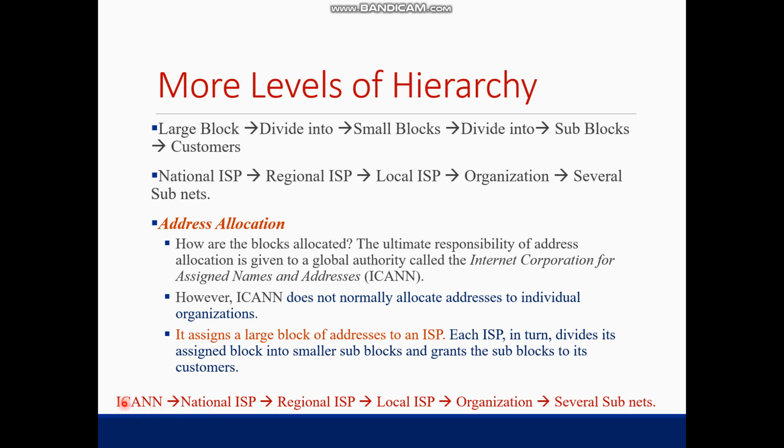So we can conclude that in this way, ICANN is going to give the blocks to national ISPs, and the national ISPs to the regional ISPs, and to the local ISPs, and the local ISPs are going to give the block of addresses to the organizations, and the organizations are free to divide or subdivide the block which is being given to it into more subnets.